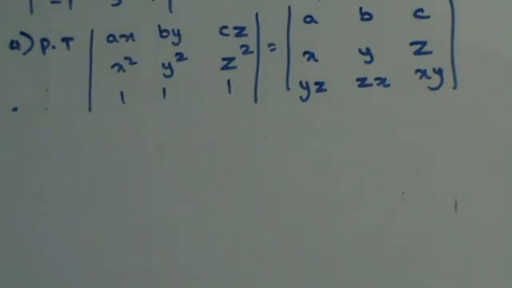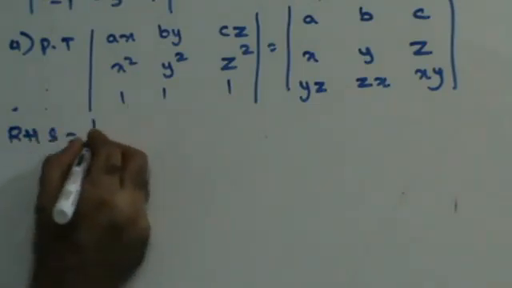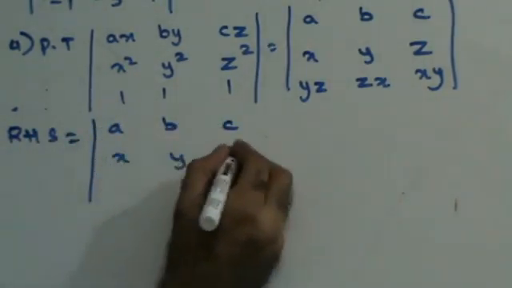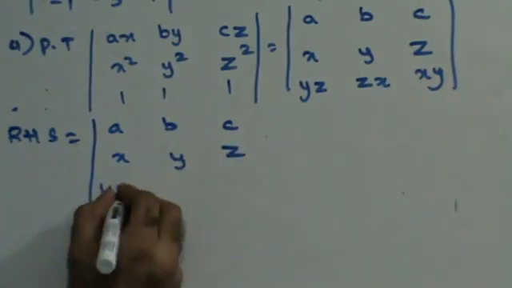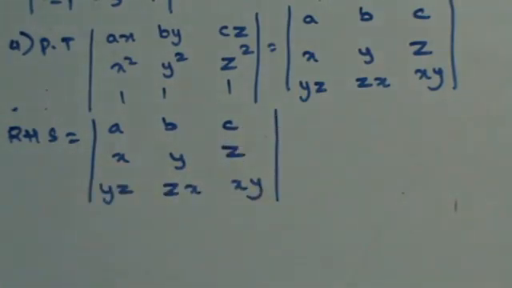Had I started with the left hand side, even then I would have got the same answer. But I just want to make the sum a little simpler for me. Therefore I'm going to start with the right hand side. Right hand side is A, B, C; X, Y, Z; YZ, ZX, XY. Right? Now, look at your left hand side. I want AX in the answer.